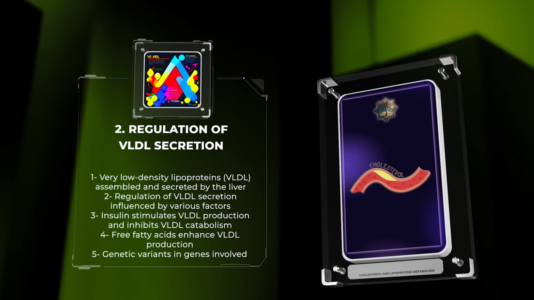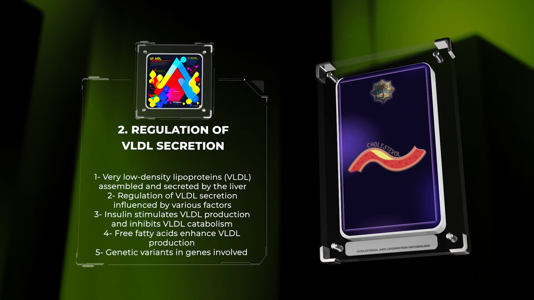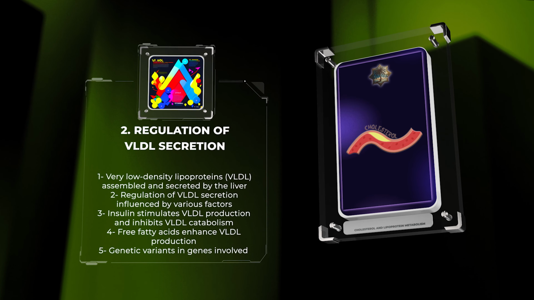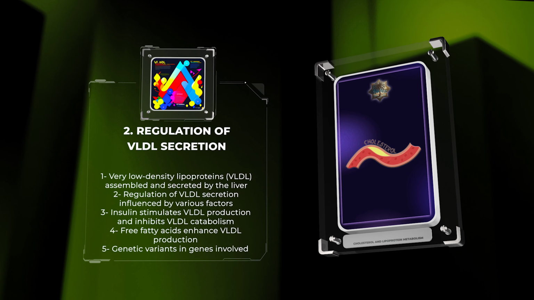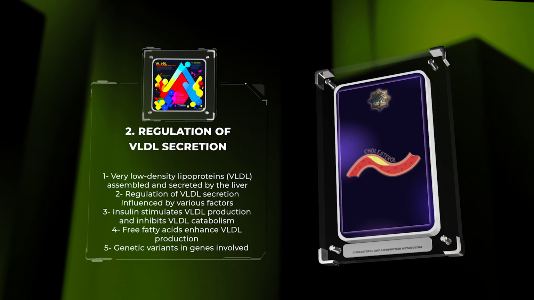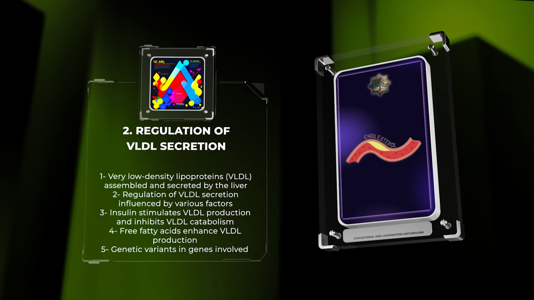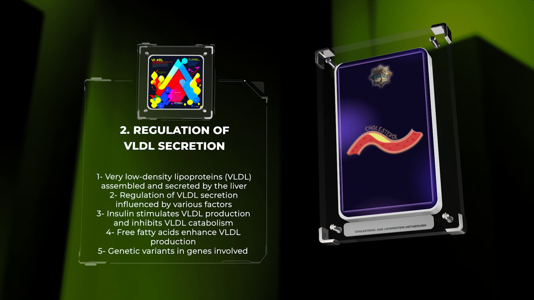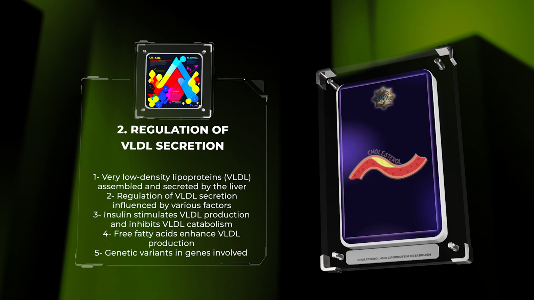The regulation of VLDL secretion is a complex process influenced by various factors, including insulin, free fatty acids, and genetic variations. Insulin stimulates VLDL production through the activation of sterol regulatory element binding protein 1C, SREBP1C, and inhibition of VLDL catabolism, contributing to elevated triglyceride levels observed in conditions such as obesity and insulin resistance. On the other hand, free fatty acids enhance VLDL production by promoting hepatic lipid synthesis. Moreover, genetic variants in genes involved in VLDL metabolism, such as apolipoprotein E, APOE, and microsomal triglyceride transfer protein, MTTP, can influence VLDL secretion rates.